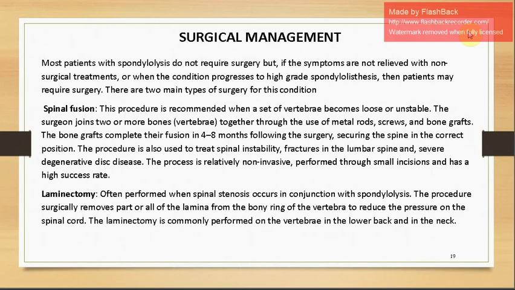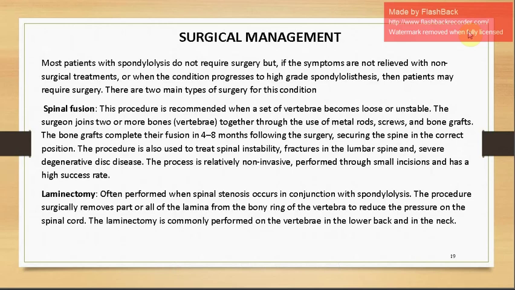So two types mainly. We have already discussed spondylolisthesis in my previous class. It is kind of the same surgical management, that is spinal fusion, laminectomy, laminoplasty. The procedure fusion is recommended when a set of vertebrae becomes loose, unstable. So the surgeon joins two or more vertebrae together with the use of metal rods, screws, and bone grafts. Bone grafts complete their fusion in 4 to 8 months following surgery, securing the spine in the correct position.